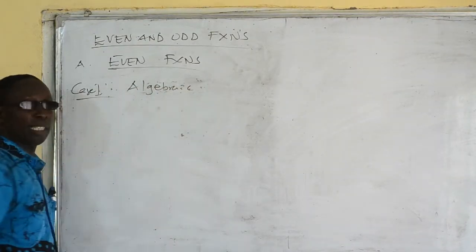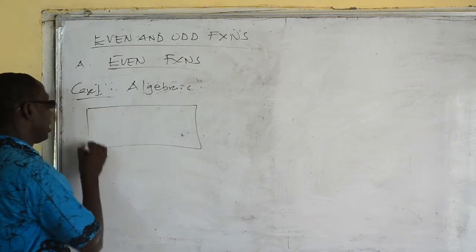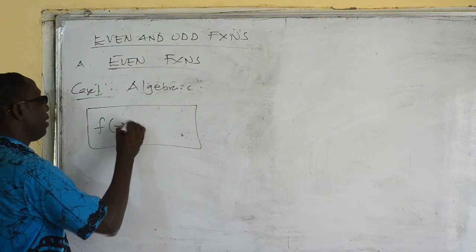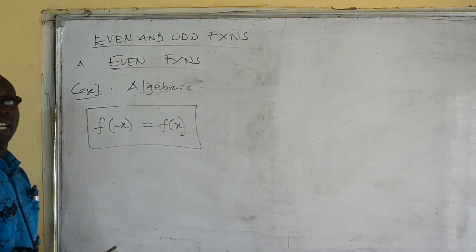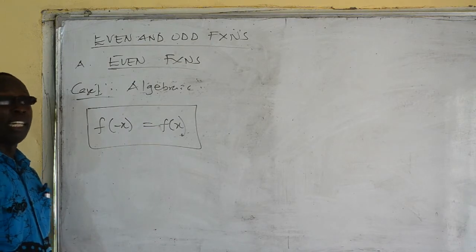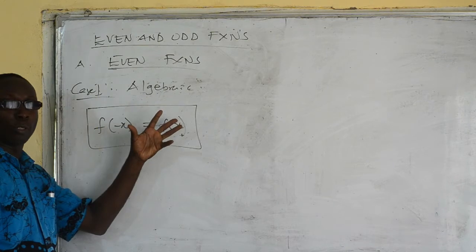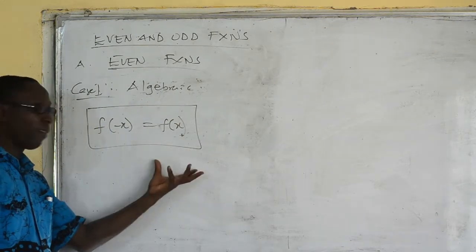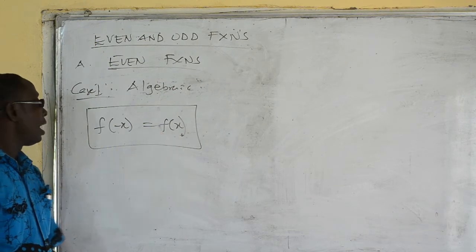The algebraic representation. Now, the rule for an even function is that f of negative x is the same as f of x. We learned this in engineering maths 1. If a function is said to be even, then if you replace x by negative x and simplify it, the answer should be the same as when there's no negative. Example.